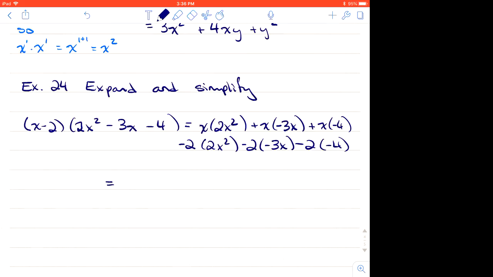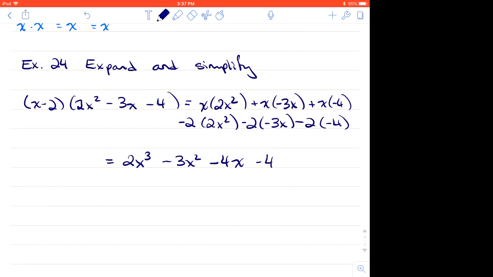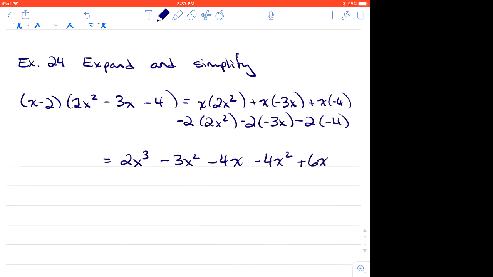Right, so x times 2x squared makes 2x to the 3, right? And then x times negative 3x is going to end up being minus 3x squared. X times negative 4 makes minus 4x. Just be really careful with your negatives. You don't want to miss one or lose it somewhere along the way. Negative 2 times 2x squared makes negative 4x squared. Negative 2 times negative 3x makes plus 6x. And negative 2 times negative 4 makes plus 8.